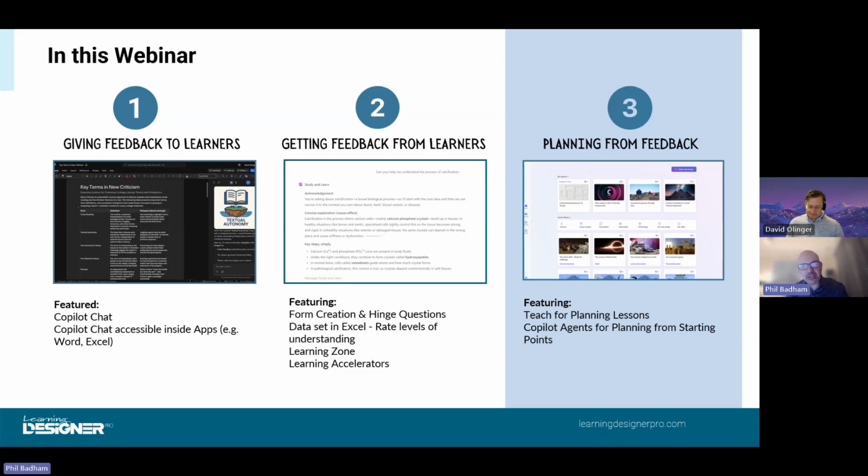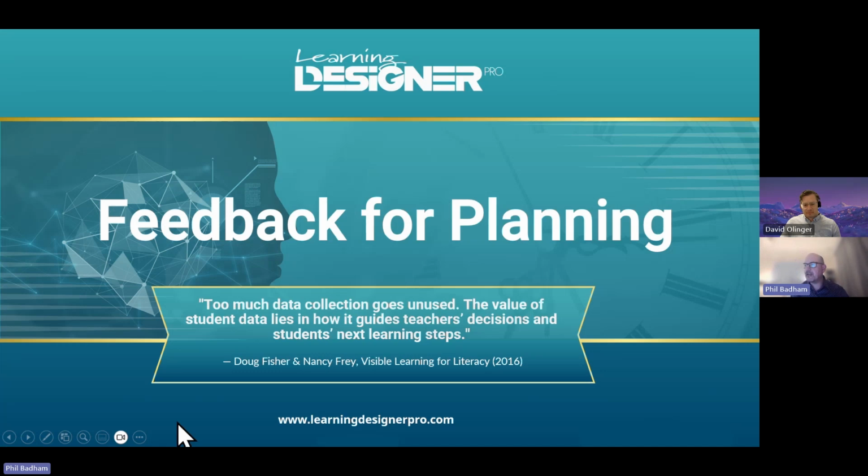But in the last section here, we're going to take on a little bit of what Dave said about planning there. And we're going to look at the Teach module. And we'll duck into a few things. We won't just do planning, but we're going to have a look at some of the other features in that module as well. So in this section, we're just going to have a think about feedback for planning.